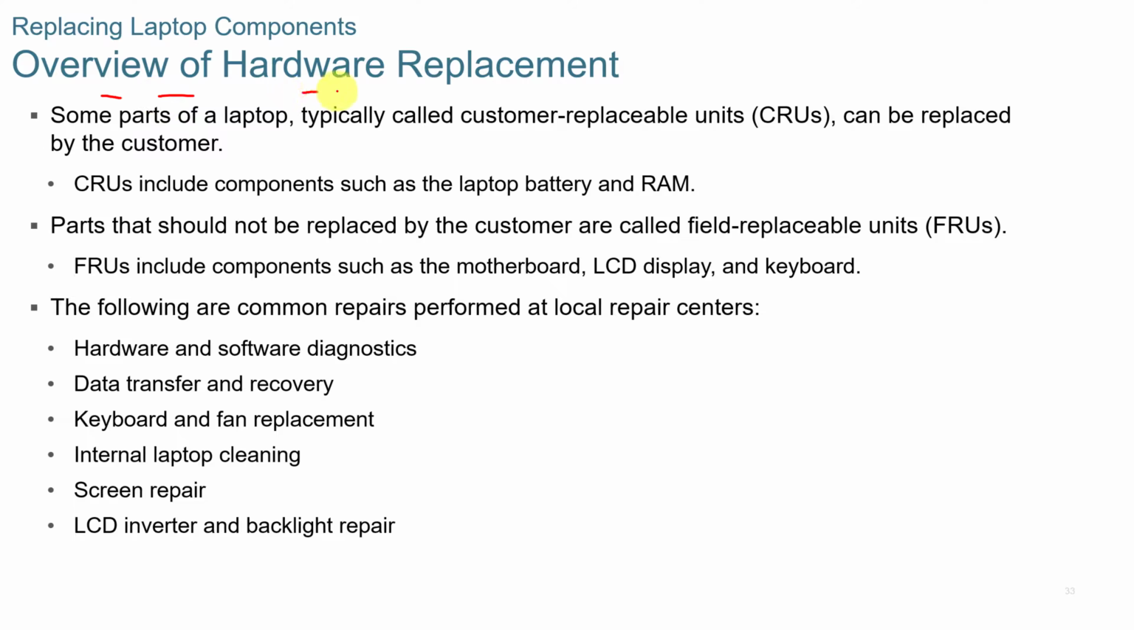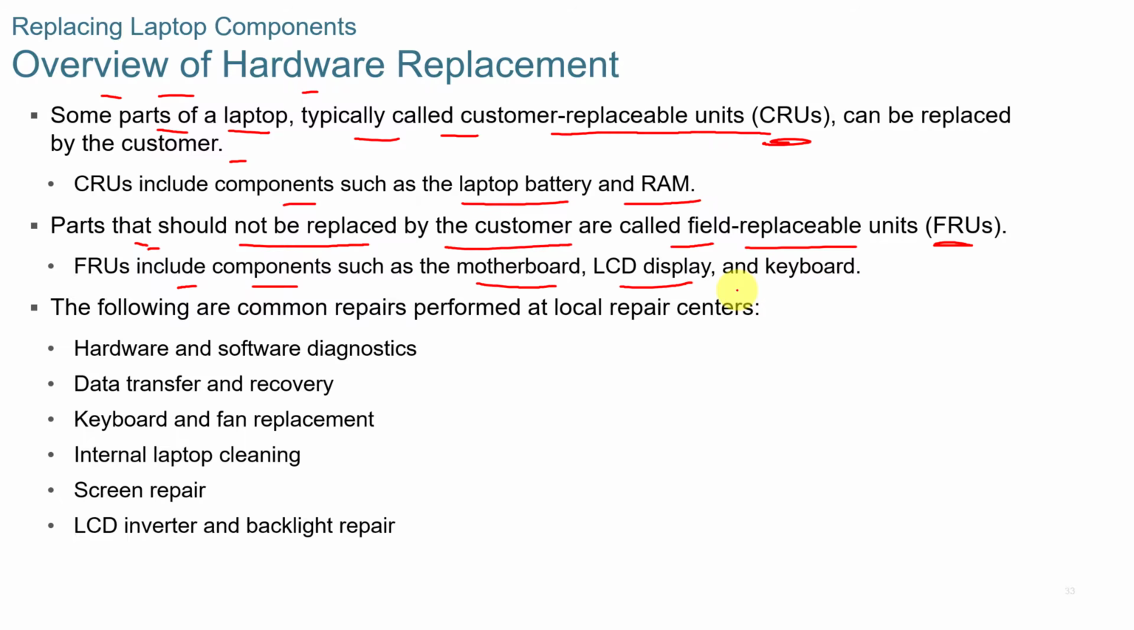All right, so we're going to look at the overview of hardware replacement. Some parts of a laptop, typically called customer replaceable units, or CRUs, can be replaced by the customer. Those are things like the laptop battery and the RAM. And there are parts that should not be replaced by the customer. Those are called field replaceable units, and those include components such as the motherboard, LCD display, and keyboard.